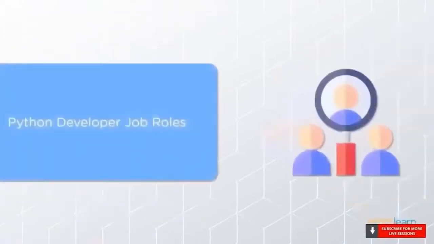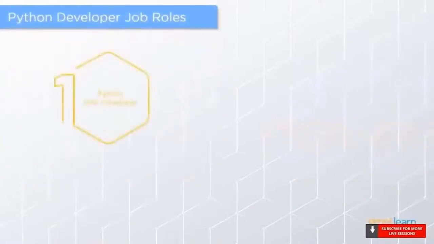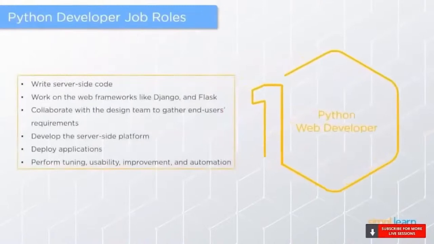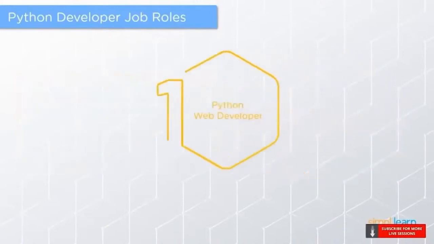Now moving on, let's look at the Python developer job roles. First up is Python web developer. A Python web developer usually writes server-side code, works on web frameworks like Django and Flask, collaborates with the data team to gather end users' requirements, develops the server-side platform, deploys applications, performs tuning, usability improvement, and automation.